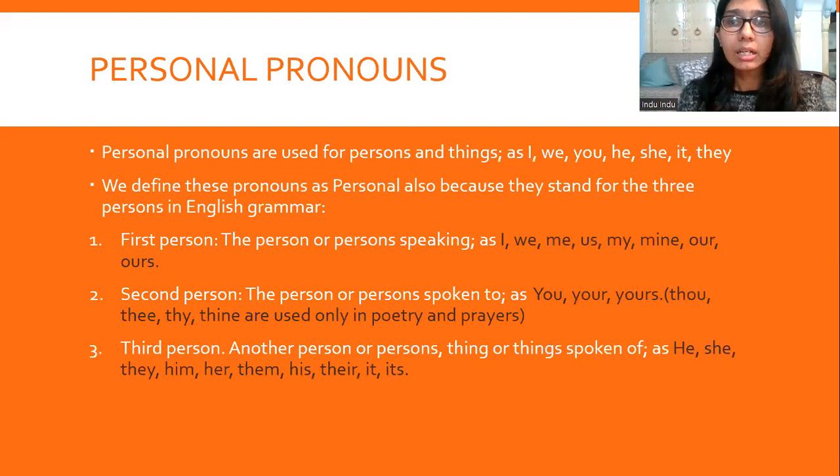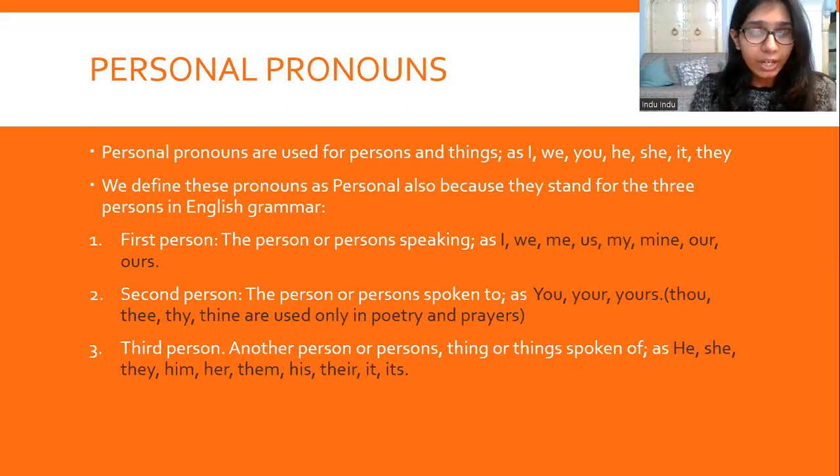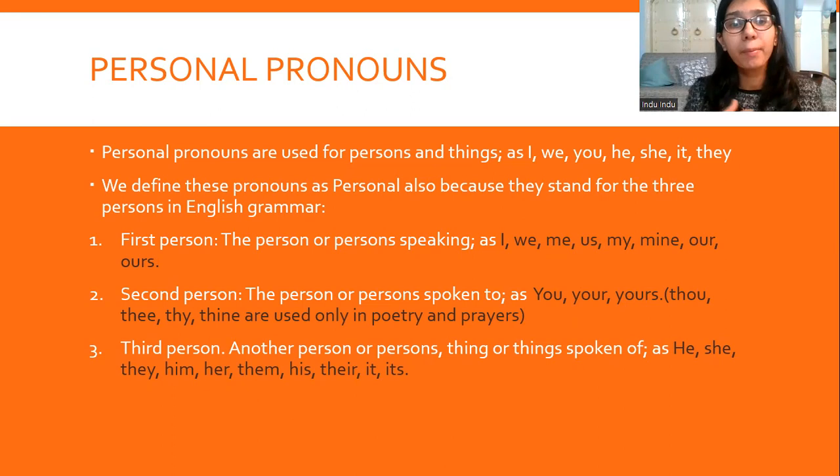Now, coming to personal pronouns. Personal pronouns are used for persons and things like I, we, you, he, she, it, they. We define these pronouns as personal because they stand for the 3 persons in English grammar. The first person, that is the person or persons speaking. The second person, that is the person or the persons being spoken to. And the third person, that is another person or persons, thing or things spoken of.